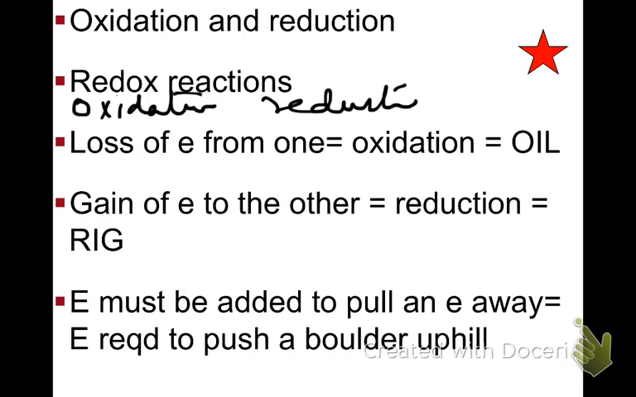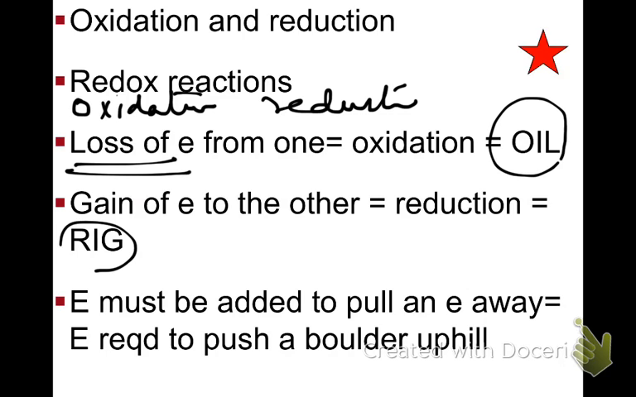Now, how do you understand if a certain compound is oxidized or a certain compound is reduced? A nice way to remember is OIL RIG. OIL means oxidation is loss of electrons. RIG means reduction is gain of electrons. And that would be reduction.